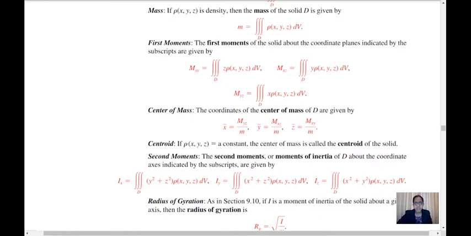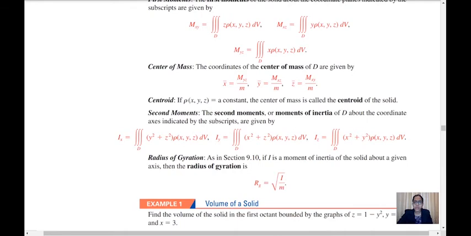Now we have the second moments, called the moments of inertia. Here also we'll have three moments of inertia, Ix, Iy, and Iz. So Ix will involve y square plus z square. Till now we had Ix as y square times rho of x, y times dA, right? So here we have the triple integral over D of y square plus z square times rho of x, y, z dV.